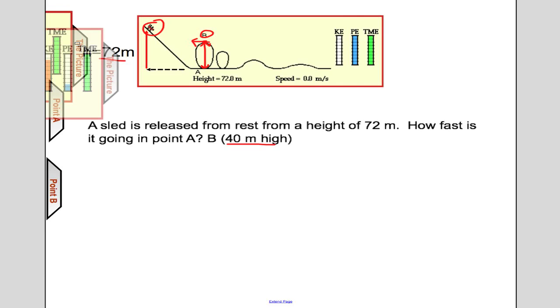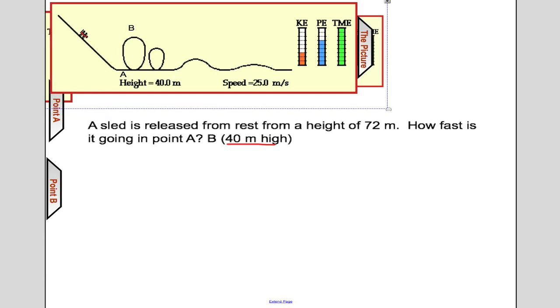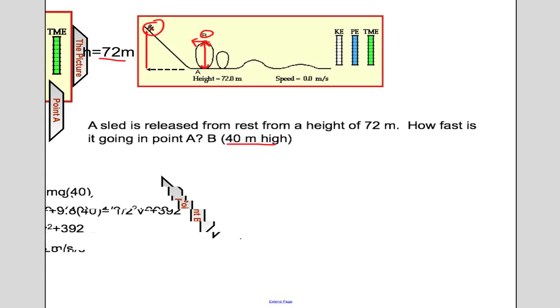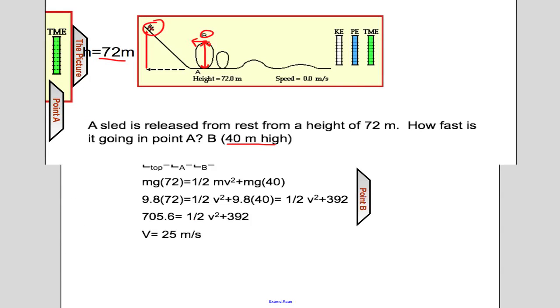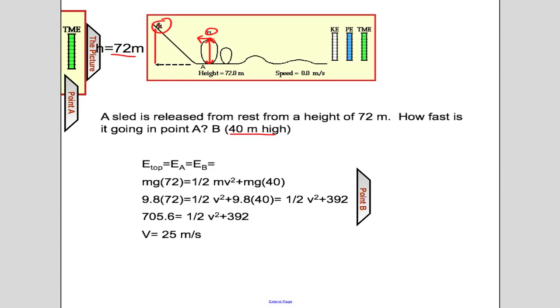So at point B, energy at the top is just mgh, just like before. But at point B, the energy is 1/2 mv squared plus mg times that lower height, mg4h. And once again, all the m's cancel off here. And our mission, of course, is to find the velocity. In other words, solve this equation for v. And so that's what we do in the next two steps, and v is equal to 25 meters per second.